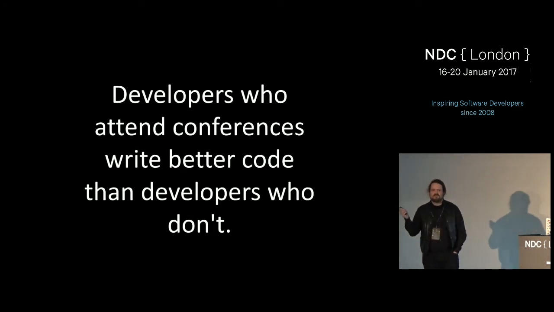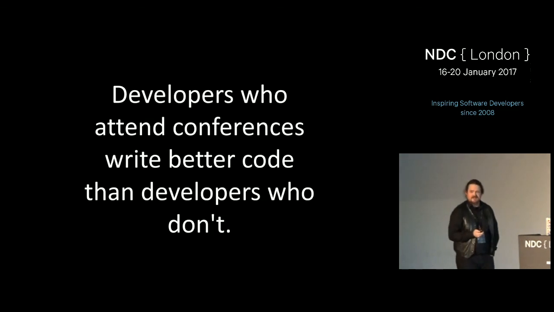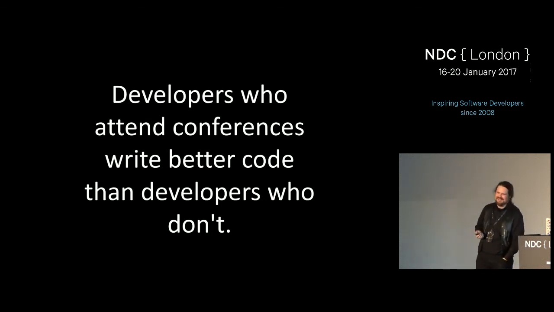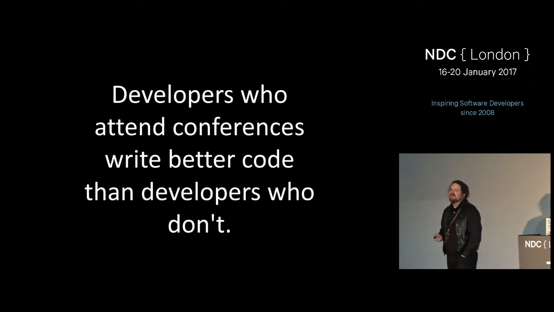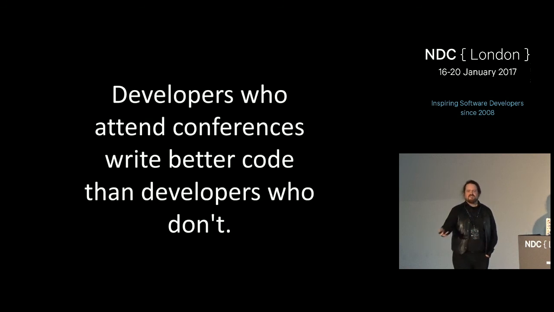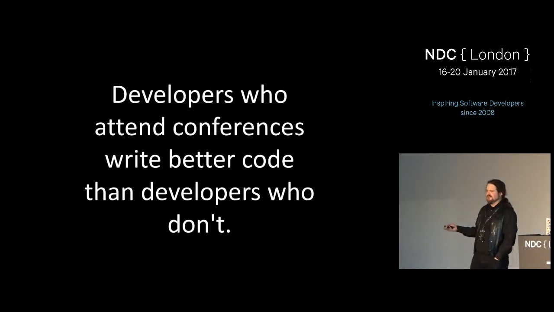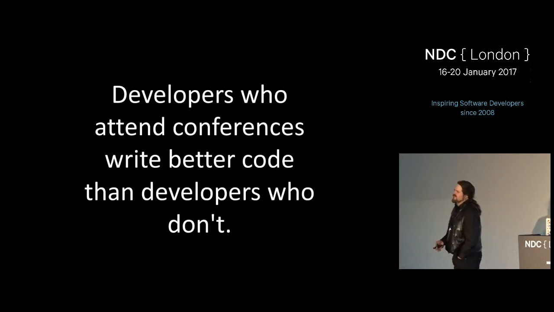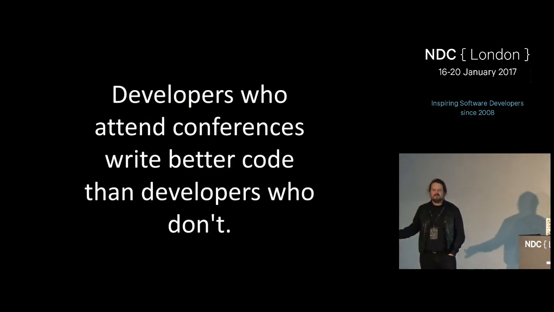Developers who attend conferences write better code than developers who don't. Experimental validation required? Exactly. How do you quantify better? Is it code that has more shiny things in it? Is it code that's easier to read? Is it code that runs faster? Is it code that has a lower total cost of ownership over the course of 5 or 10 years?